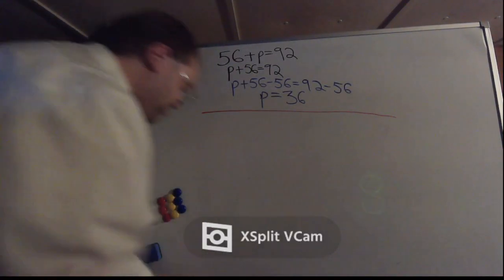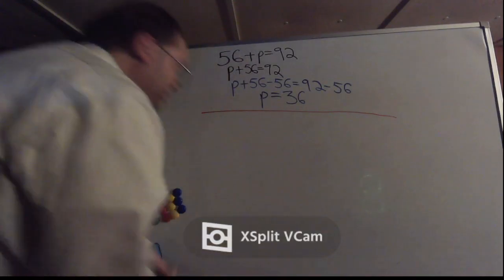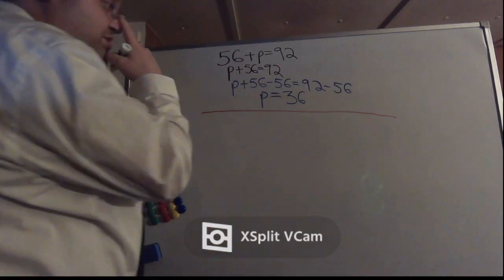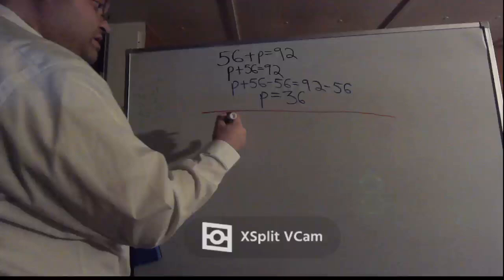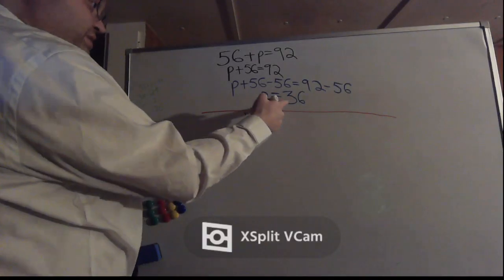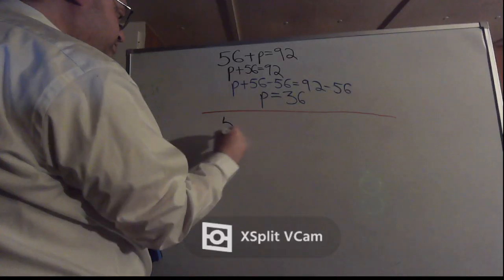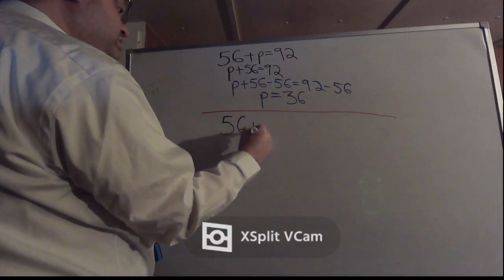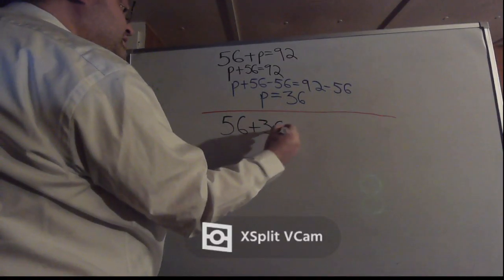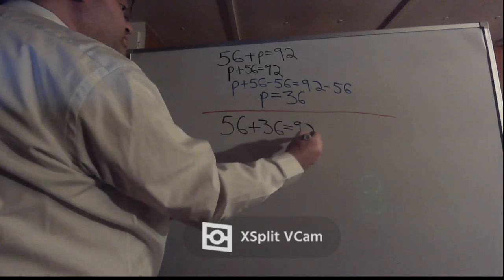Well, I wanted to use brown. Yeah, let's use brown. That's a better color. Red sometimes is too glary. Okay. So we take that 36. You're going to put it in for P. So in the original equation, you'll have 56 plus 36 equal to 92.